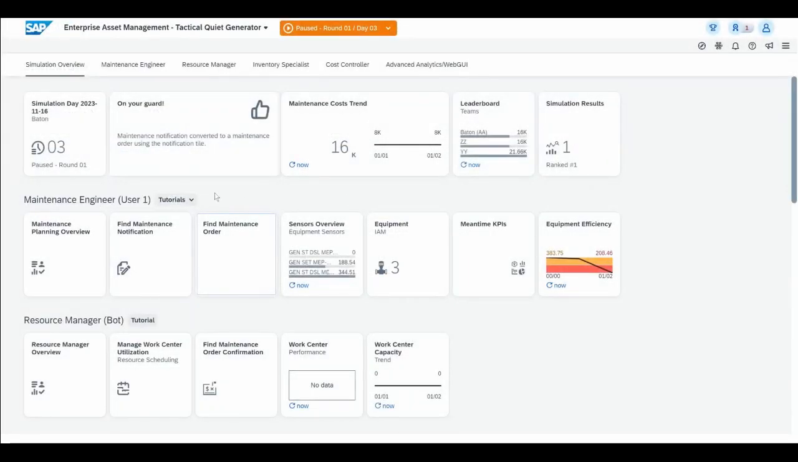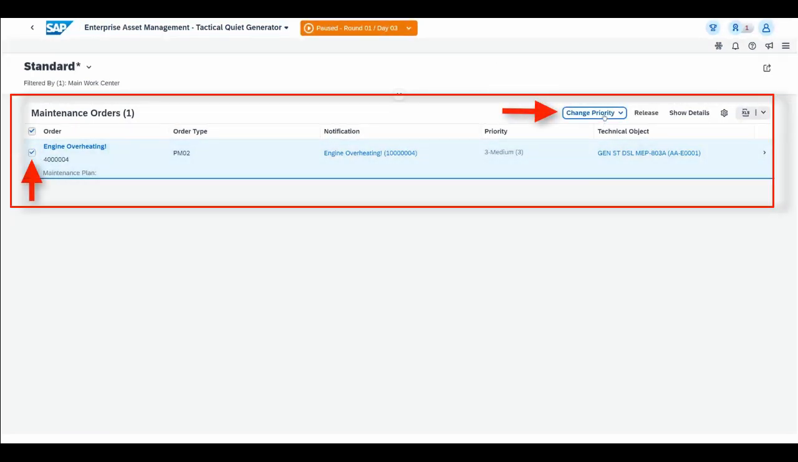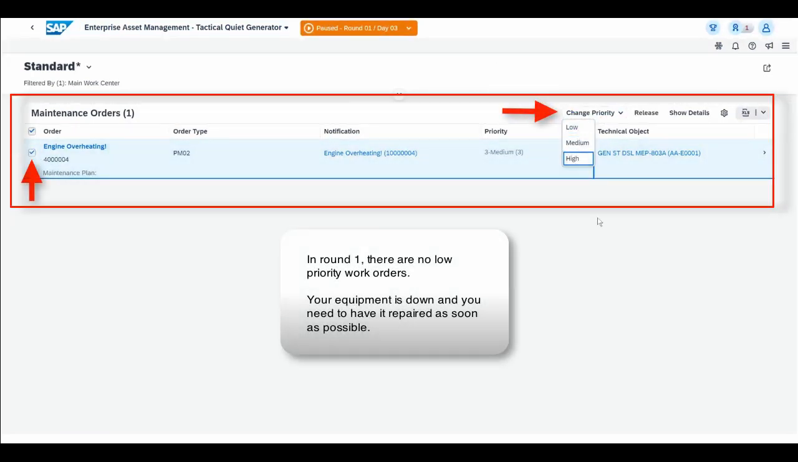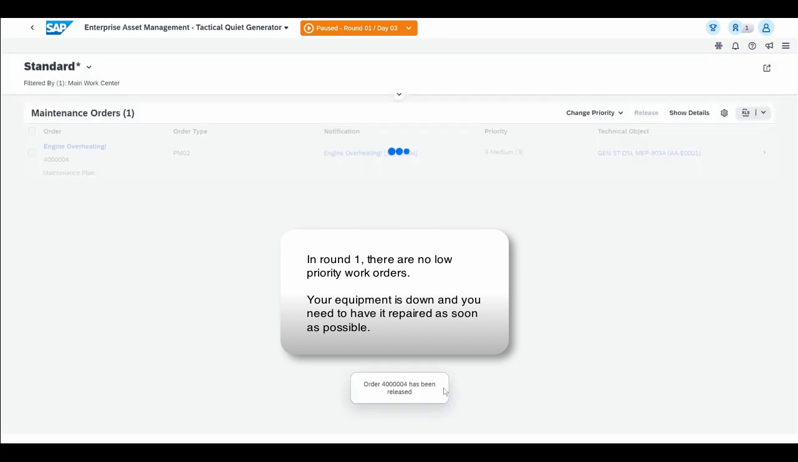This will create maintenance orders which you need to prioritize, indicating which repair is most important, and to release so that repairs can be scheduled by the resource manager. Select the maintenance orders you just generated and assign a priority, low, medium, high, corresponding to urgency of repair. This information will guide the resource manager's decisions.